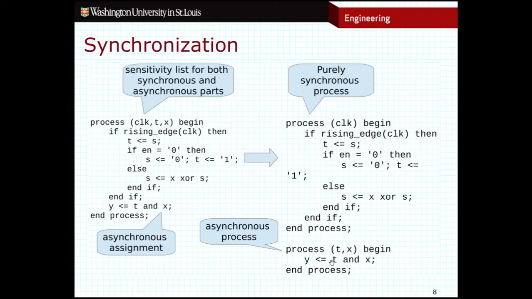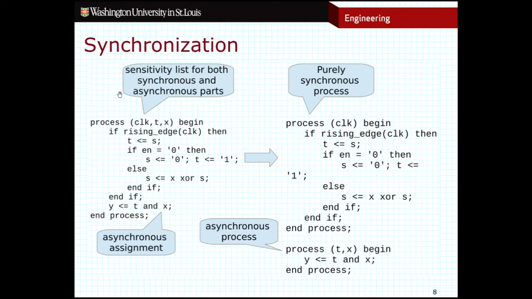And then down here at the bottom, I have a second process that depends on the asynchronous pieces, the combinational pieces of my logic circuit. This is going to be an entirely asynchronous process. In fact, this is the appropriate way of coding up your logic circuits that have both synchronous and asynchronous logic. One process for the synchronous piece, and then another process for the asynchronous piece.